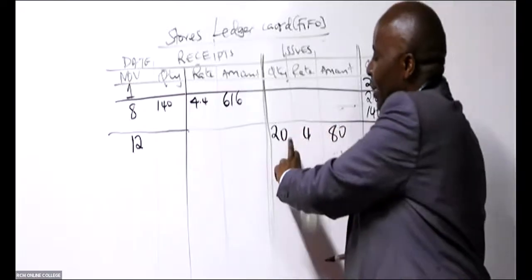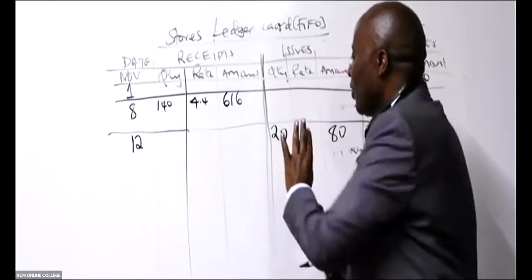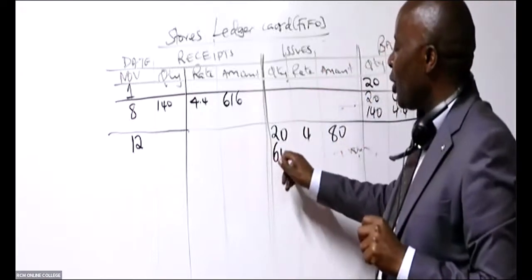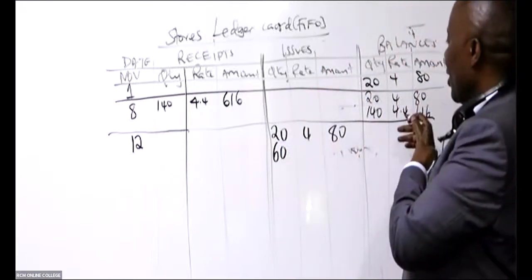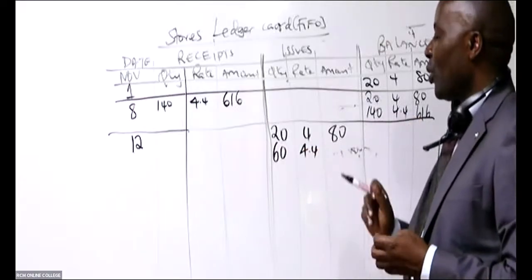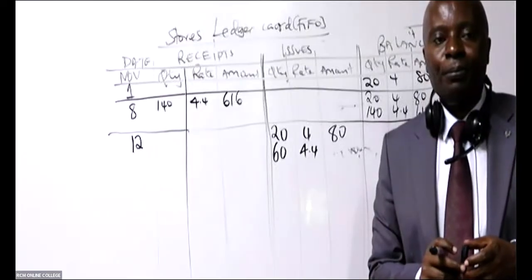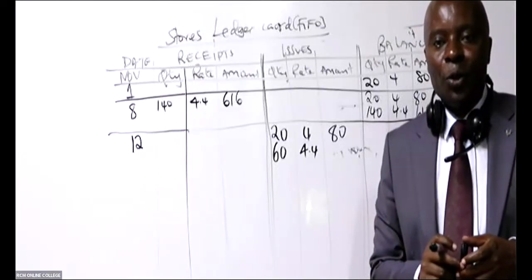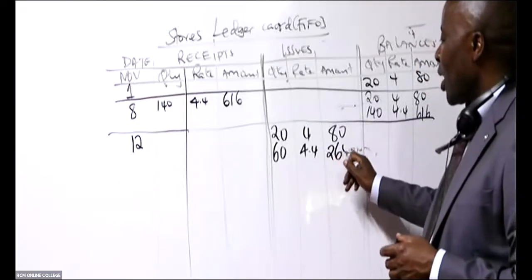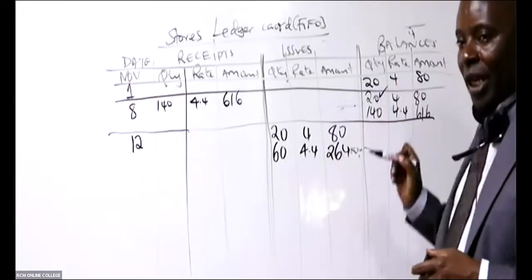But now remember, in terms of units, I'm supposed to issue how many in total? 80. Now I've issued 20. So what is the balance here? 60. So the 60 will come from which batch? The batch of 4.4, isn't it? So 4.4. So what is 60 times 4.4? 264. So we have here 264. So can we kindly update our balance? Remember now 20 has been issued fully.